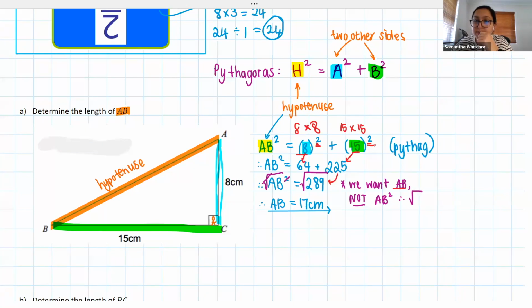Robbie? Hi, ma'am. Is it necessary to put the numbers in brackets when you are doing the methods? You don't have to. I just put them in brackets because it shows that I've substituted them from my diagram. You don't have to. It's not the end of the world. Okay, thank you, ma'am. Sure.